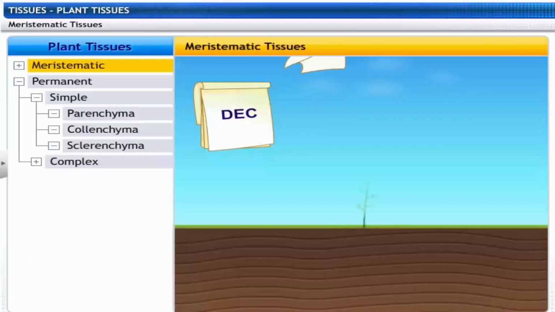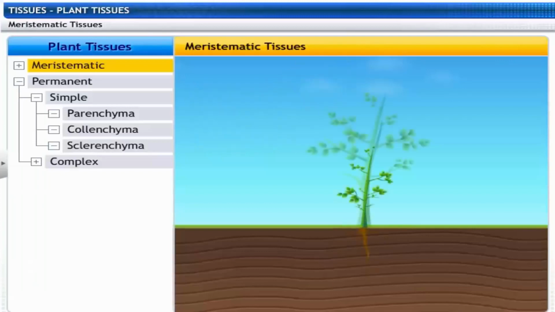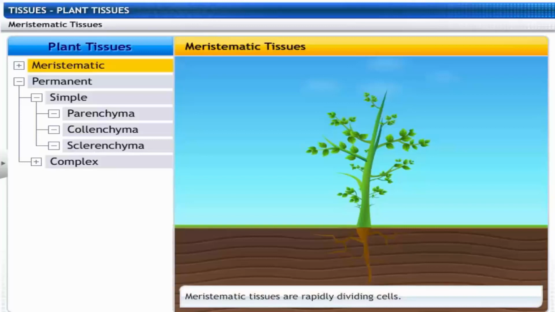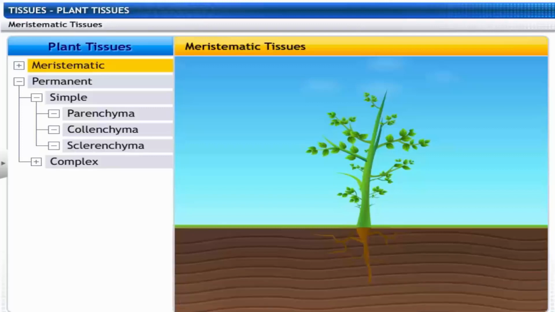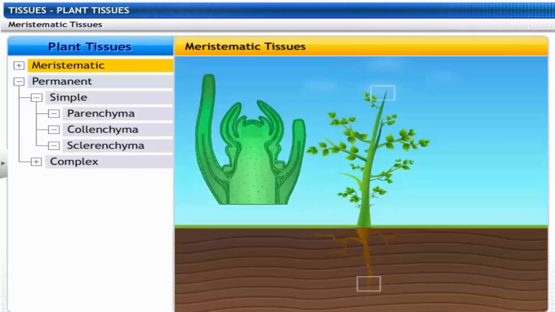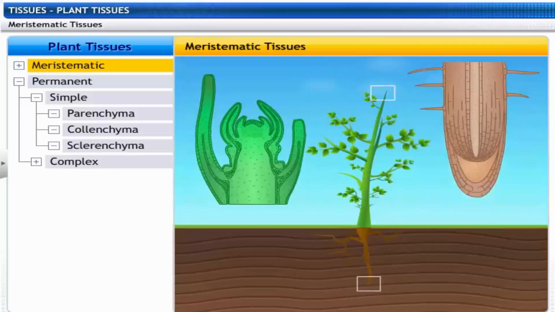Look at how this plant is growing month by month. This is due to a special type of tissue called meristematic tissue. These tissues are rapidly dividing tissues. Plant growth occurs only at those points where these tissues are present: the tips of the stem and the root.